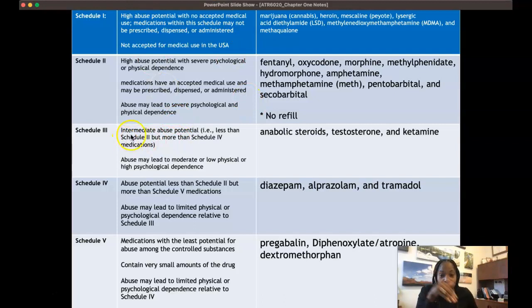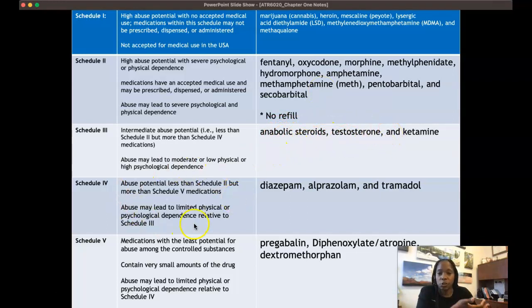It has a lower potential for abuse. Can you see that? So less than Schedule 2, but more than our Schedule 4. The abuse may lead to moderate to low physical and psychological dependence. So with these patients, you really want to make sure that when they start to come off of the drug, you really do work on the psychological aspects of recovery, right? Schedule 3 drugs can be anabolic steroids, testosterone, ketamine, right?